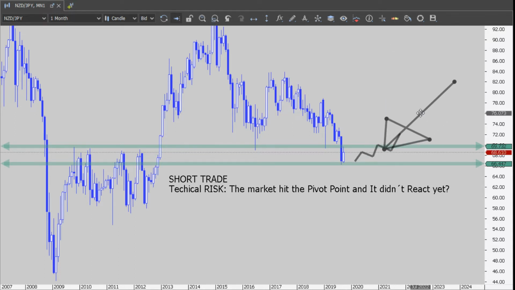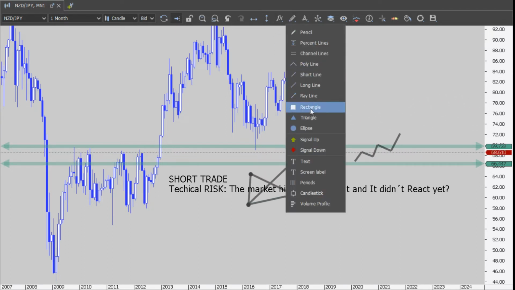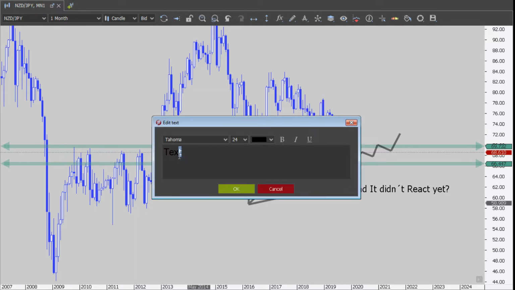I don't have the crystal ball, but before entering long or short, right now the market hit the pivot point and didn't react. Now, reasons to enter the short trade: so what are the pros, right? The cons and the pros. So pros: trade what you see, the market is falling, right?